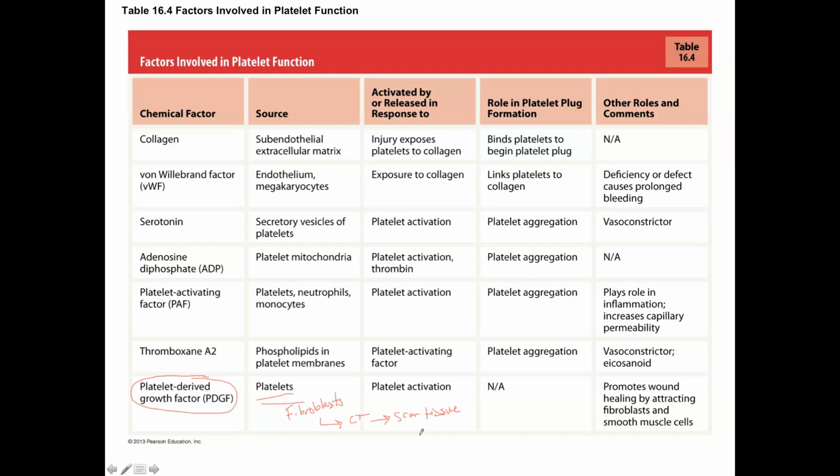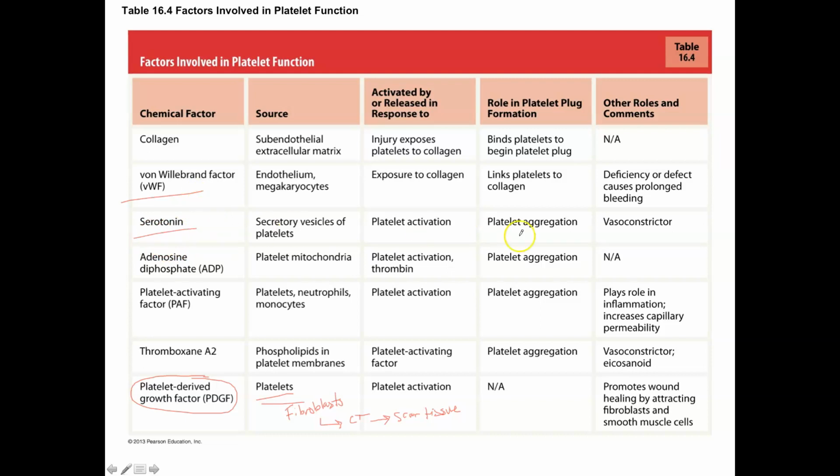So this particular table that you're taking a look at is really a summary of the chemicals that we were talking about in the vasoconstriction and the platelet plug pathways for hemostasis. So here we can see von Willebrand's factor and its role in hemostasis. Here we have the serotonin chemical.